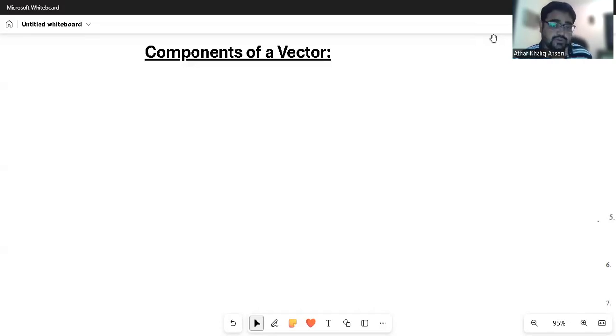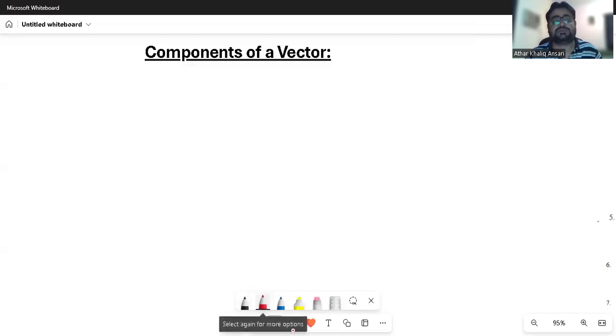Today, we are going to talk about components of a vector. The first thing that I'm going to review is, as you are very well aware, that a vector is any physical quantity that has direction and magnitude. So, to represent any vector, we usually draw a line. The length of the line shows the magnitude, and the arrowhead shows the direction.